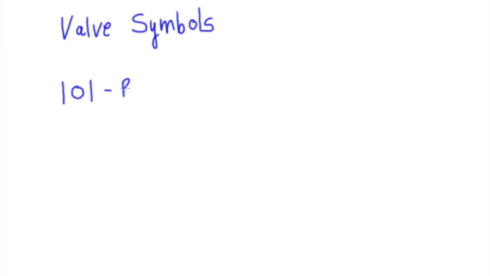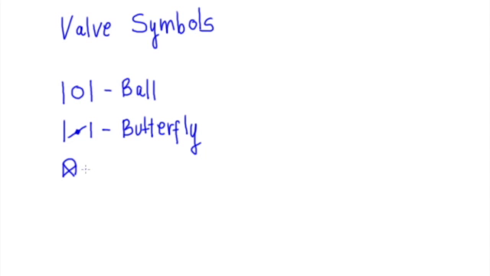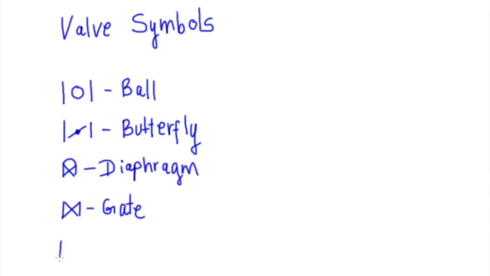Now we are going to see some examples of valve symbols. The first one is a ball valve. Then this one is a butterfly. Then this would represent a diaphragm. Then we have a gate valve and finally a globe valve.